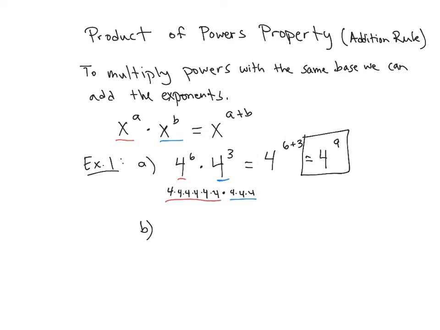Alright, you go ahead and try one here. 3 to the second power times 3 to the sixth power. Go ahead and use our rule for the product of powers property and enter your answer when you're ready.